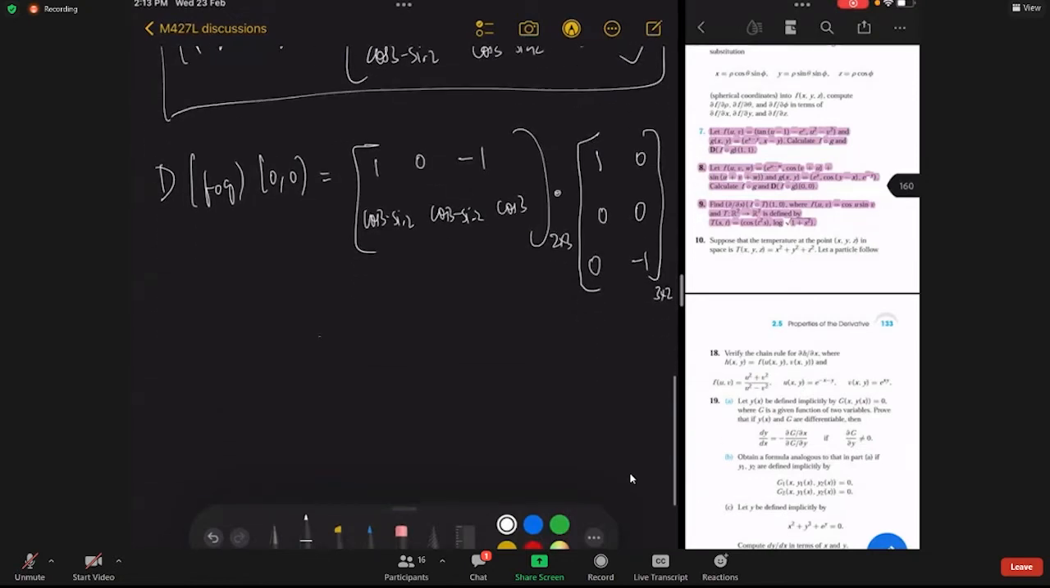So if you multiply these two matrices, the resultant you are going to get is a 2 cross 2 matrix. So if you multiply, you're going to get it as 1, 1, cos 3 minus sine 2, then minus cos 3. This is your final answer.